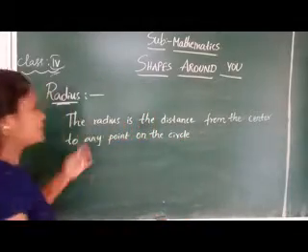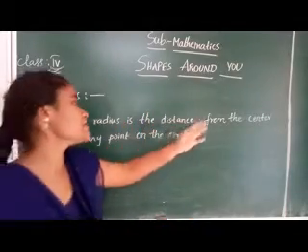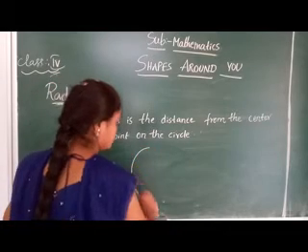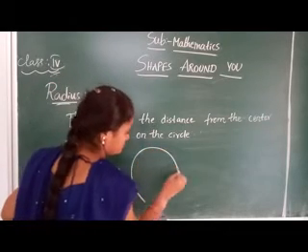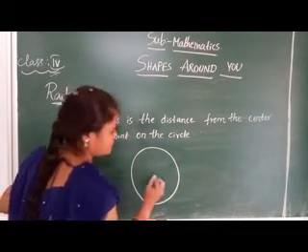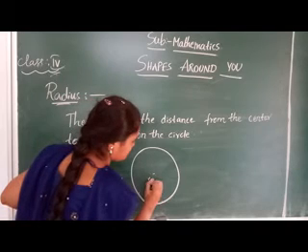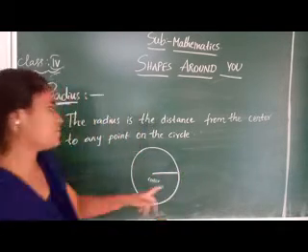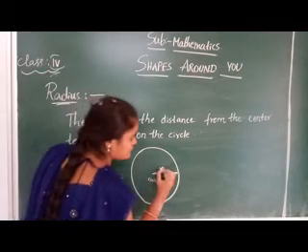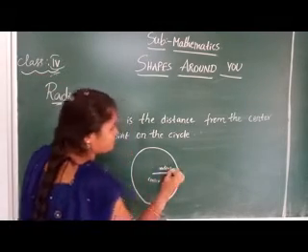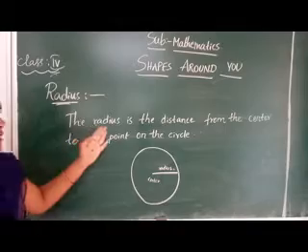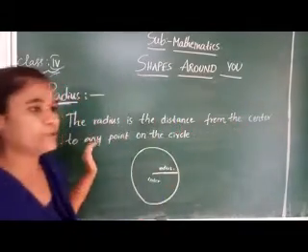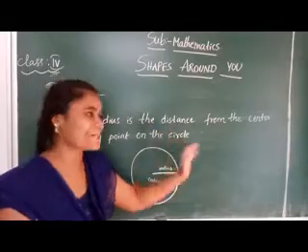See, the radius is the distance from the center to any point on the circle. This is the circle. See, this is the center. From the center to the point on the circle, this one is the radius. Okay? So the radius is the distance from the center to any point on the circle.